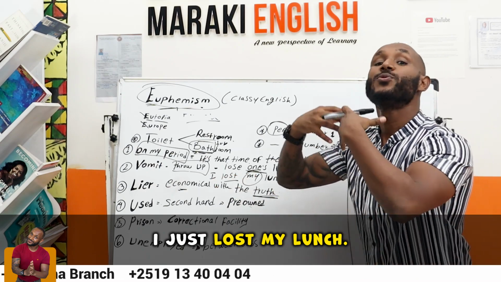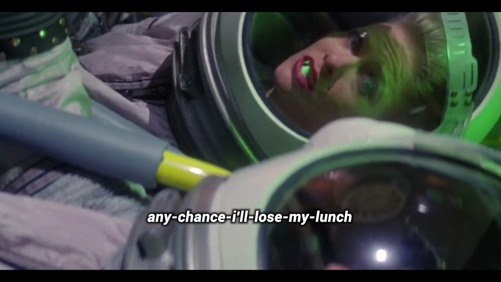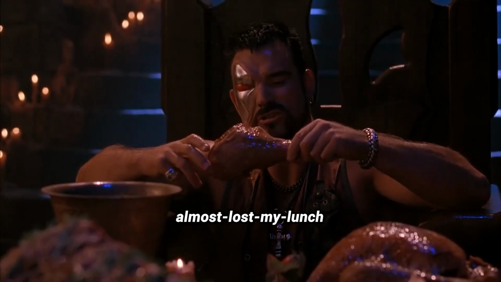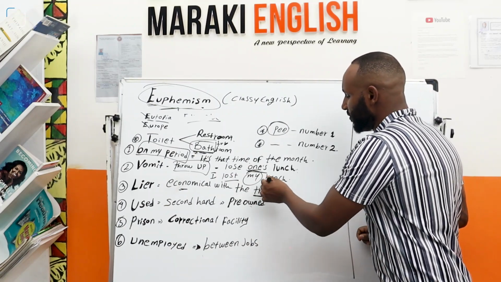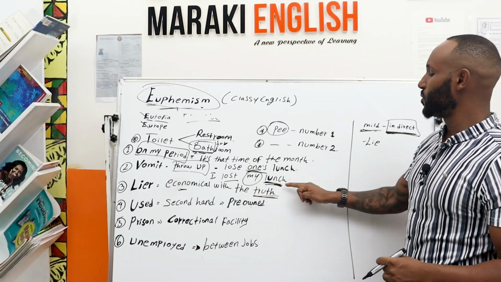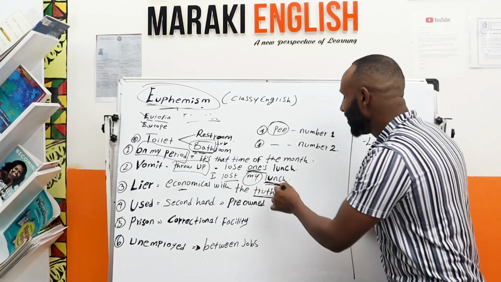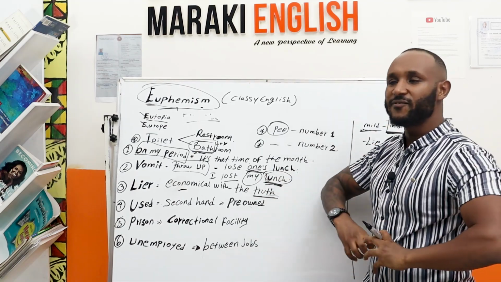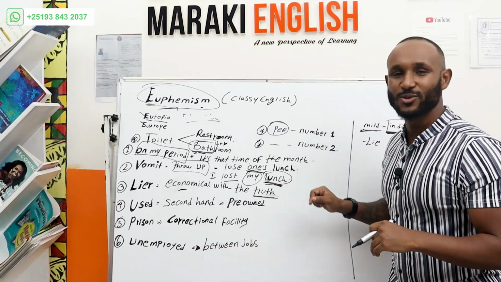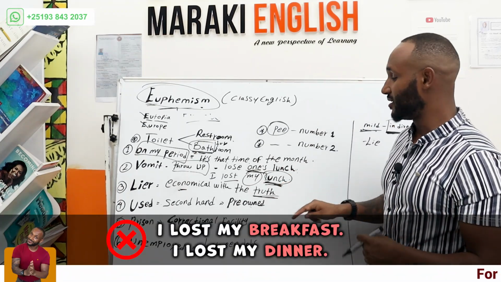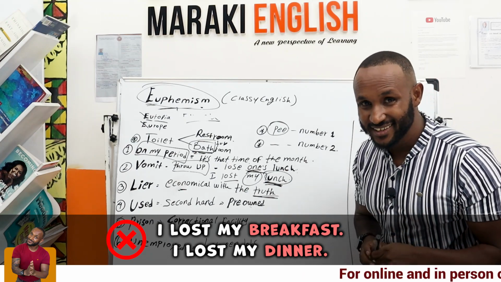It means I threw up, okay? I threw up. I lost my lunch. Any chance I'll lose my lunch? Almost lost my lunch. Somebody asked me, hey, if I eat my breakfast, can I say I lost my breakfast? Can I say I lost my dinner? No. Lunch is here just to show you there is some food that's been lost. So you don't change this to I lost my breakfast or I lost my dinner. I lost my lunch is the only word you can use. You got it? Thank you.